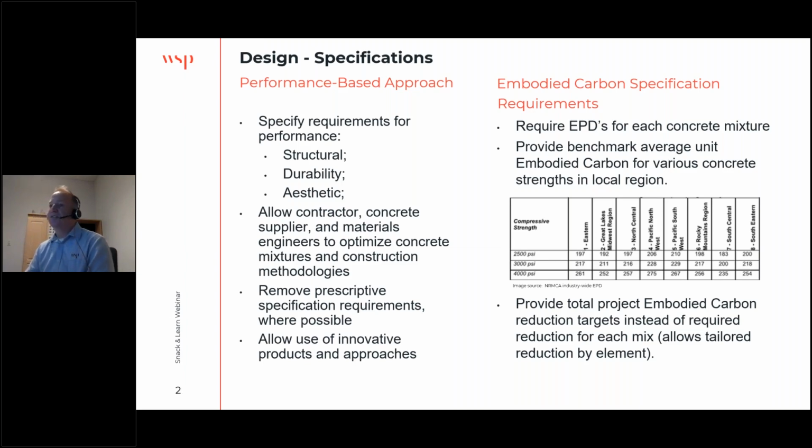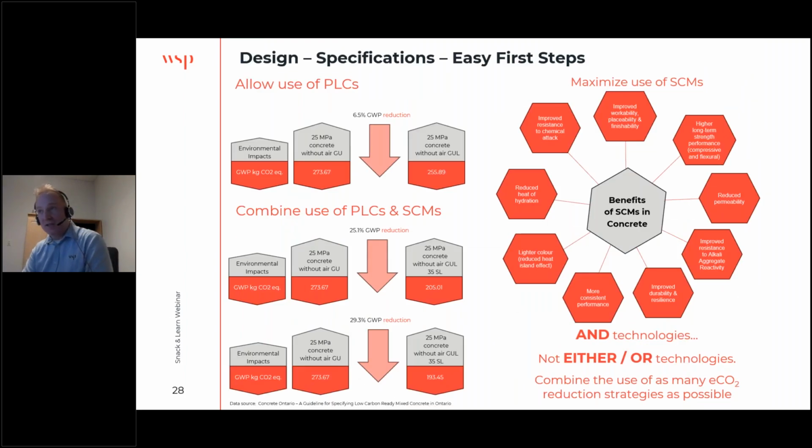So easy first steps: make sure that specifications allow the use of Portland limestone cements. That's first and foremost. Type GUL in Canada, type 1L in the United States, that should already be there. It's already in the back of the concrete trucks showing up at the job site, whether you're aware of it or not, it's already there. But in addition to that, making sure that the use of Portland limestone cements and supplementary materials such as slag, fly ash are allowed to be used together. They work together, they're very effective together.